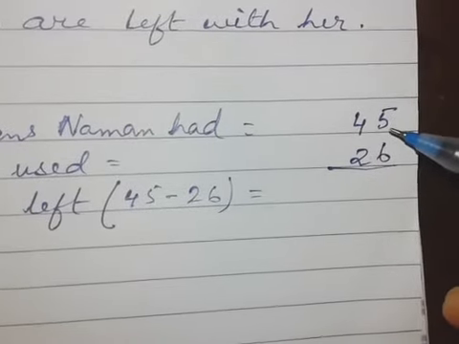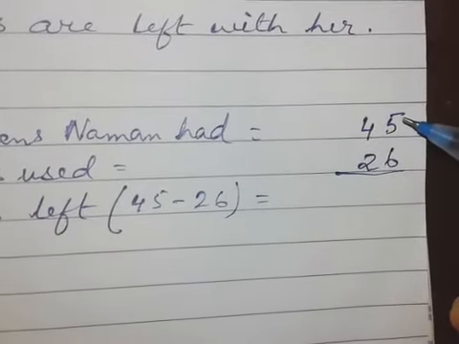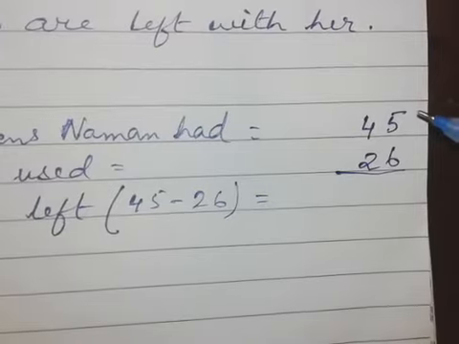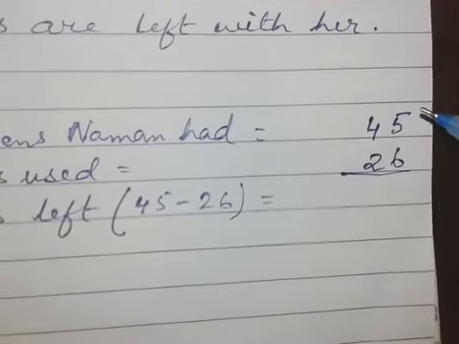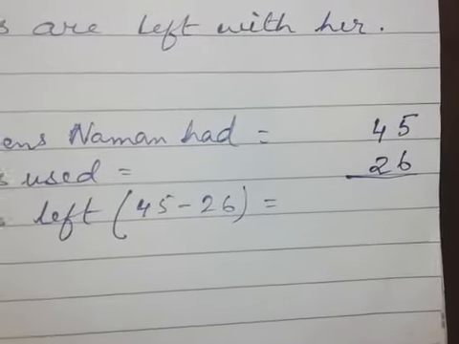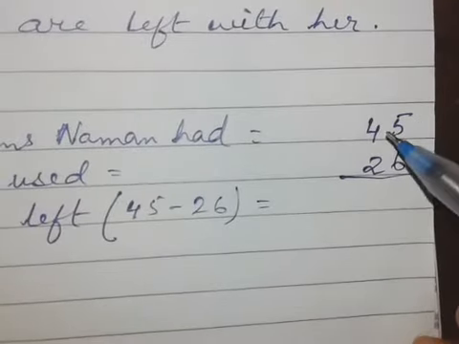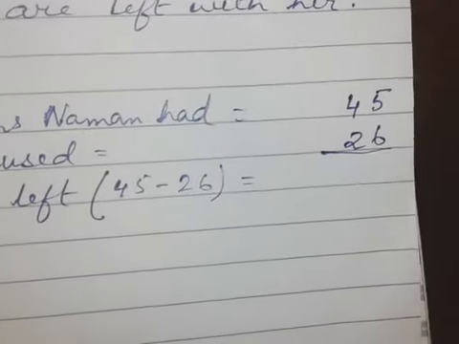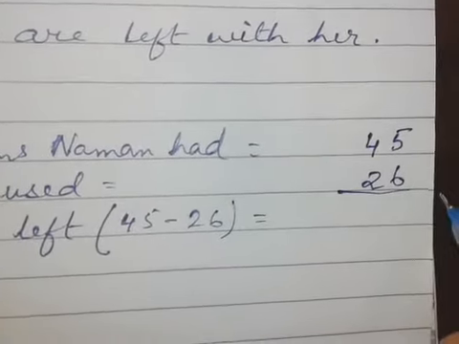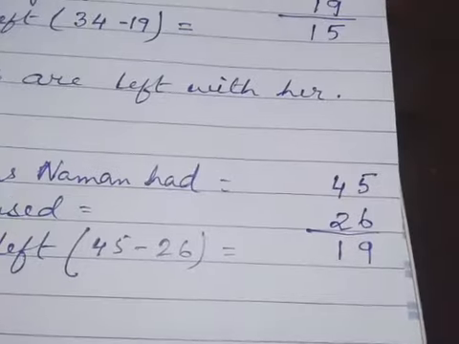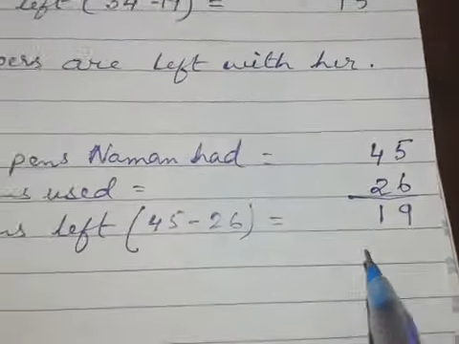I am not cutting the numbers and writing, because I can do it without cutting the numbers. If required, you can do that, but it is better not to do it in a story sum. Okay, the sum will become untidy otherwise. So 45 minus 26 is 19 and this is the number of sketch pens left.